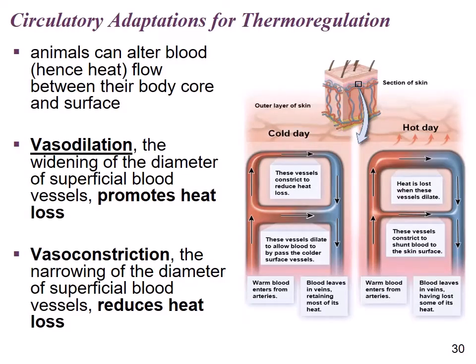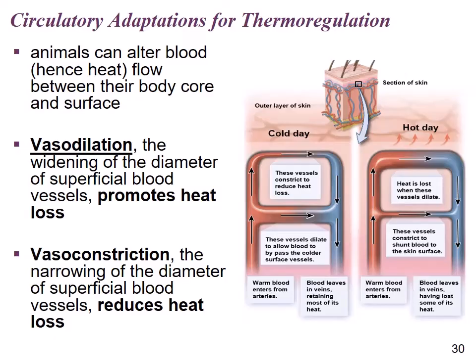Organisms have circulatory adaptations for thermoregulation as well. Animals can actually alter the flow of blood and hence heat between their core and the surface of their body. You already kind of know this. You haven't really had the chance to meet me per se, or maybe you can't see me right now, but I'm pretty pale, and if I run, my face flushes, right? Or even if I get embarrassed, my face flushes.